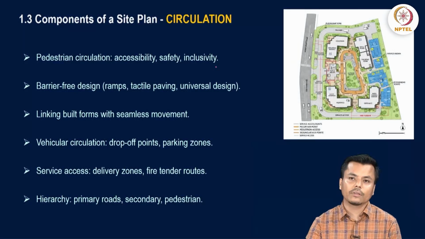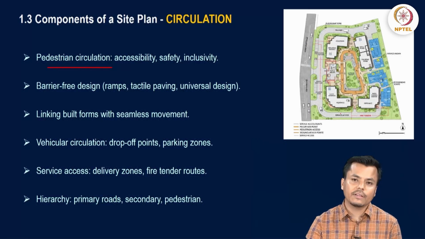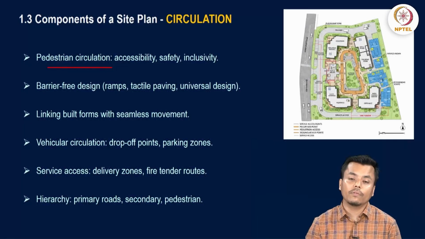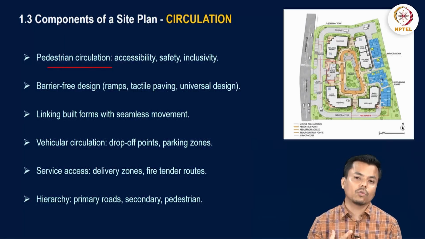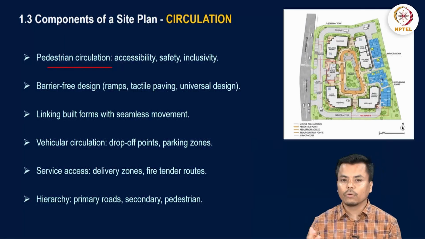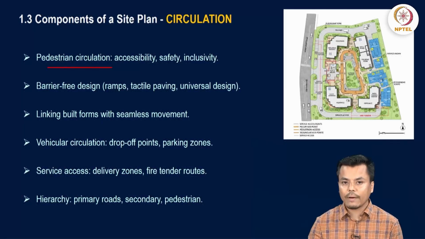Then the circulation, as already mentioned, is one of the components of the site plan. In circulation we try to highlight the pedestrian circulation, how the pedestrian movement is happening within the site. From the site plan itself one understands whether there is a conflict between the pedestrian and the vehicular movement within the site. If there is anything like that, one can avoid it by looking into the draft site plan that has been prepared for the project.